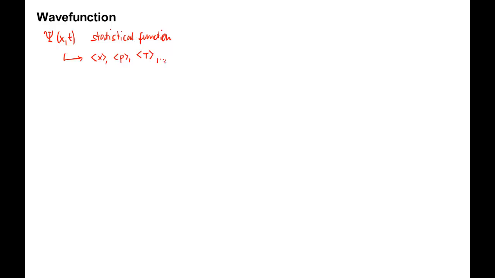What is the meaning of the wave function? The answer is given by Max Born's statistical interpretation. It says that the wave function times its complex conjugate, psi star of x and t times psi of x and t, or equivalently its modulus squared, is associated with the probability of finding a particle at position x. More precisely, it is the probability density of finding the particle at position x.